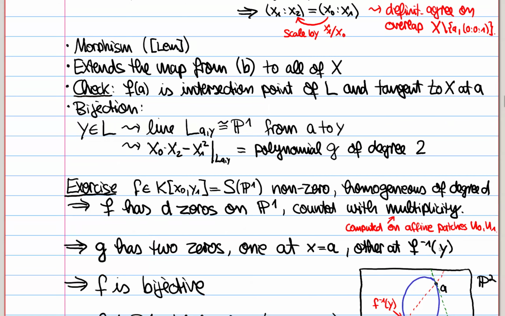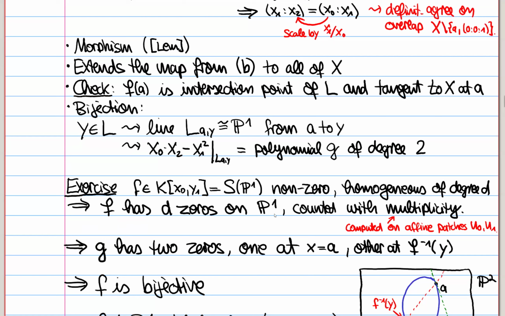And so there's an exercise, which is in general an important exercise, namely, if you have a non-zero homogeneous polynomial, which you see as an element of S P1, homogeneous of degree D, then F has D zeros on P1 if you count them with multiplicity. Now, you know on the affine line how you can compute the multiplicity of a given zero, because you just write the polynomial, you factor it into linear factors with some exponents, and then the exponent gives you the multiplicity of the zero.